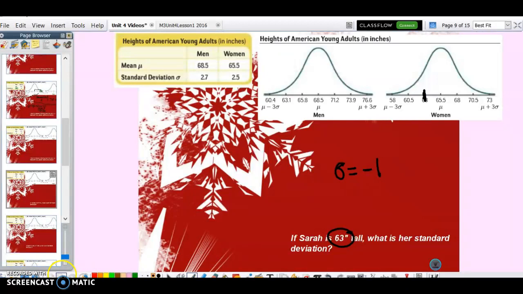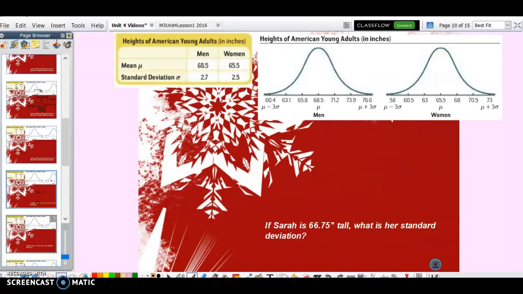Let's try a harder one. So now we have Sarah, and she's 66.75 inches tall. I like to look at the scale and put it on there to make an estimate. We know she's right around here. Now we kind of have a guess. Maybe she's about half of a standard deviation, but we need to check that mathematically.